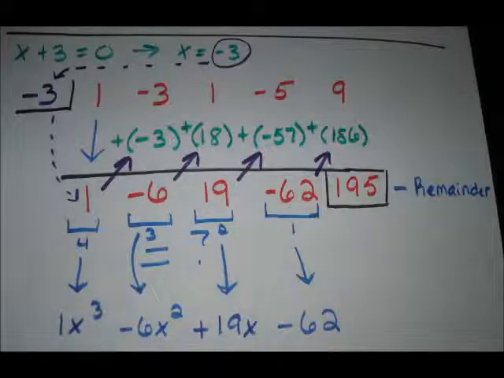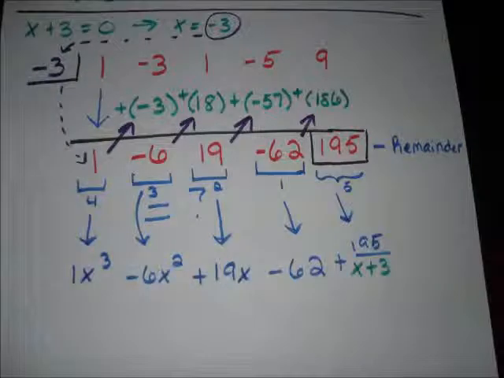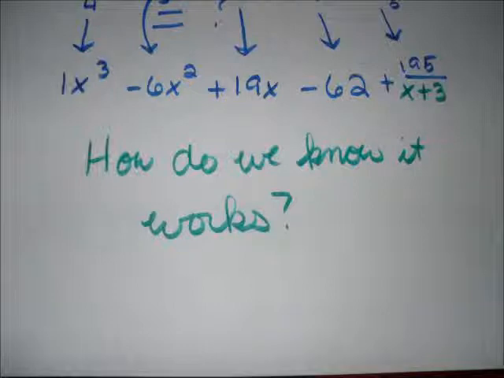But what about our box number? This number is our remainder. Some polynomials will divide evenly, and in this case, you will get a remainder of 0. Our remainder of 195 will be divided by x plus 3, what we originally divided by, and added to the end of our polynomial to get our answer. To prove that this works, if we use long division, we will see that we get the same answer using both methods.